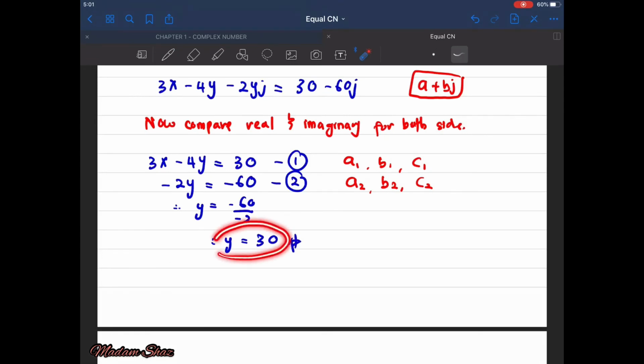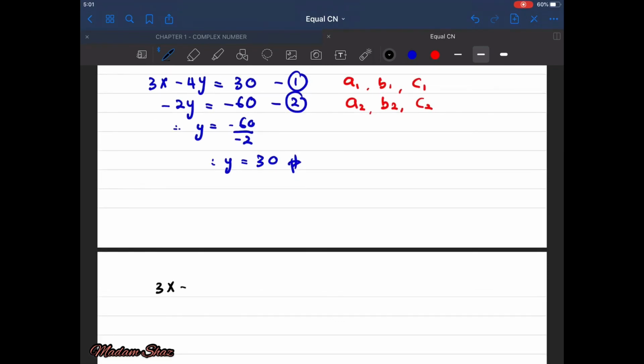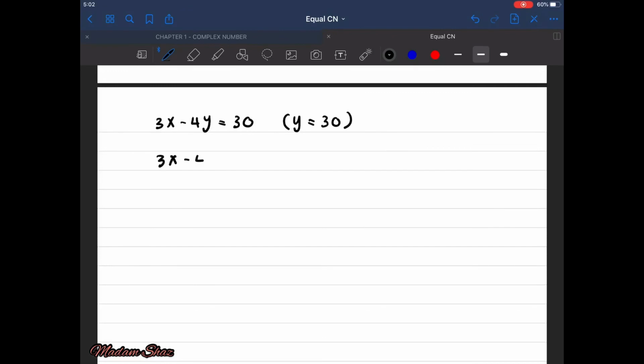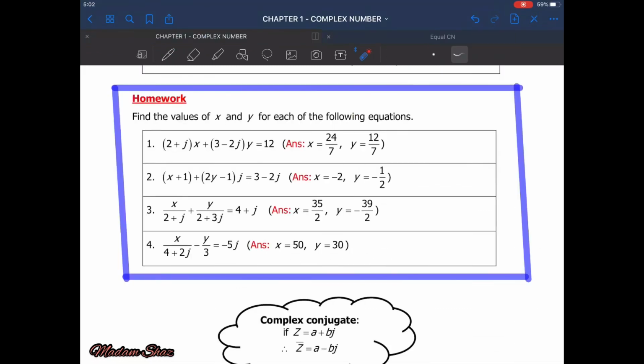When we have the value of y, you can substitute it into the first equation. Our first equation is 3x minus 4y is equal to 30, and our y is equal to 30. So 3x minus 4 multiplied by 30 is equal to 30. x is equal to 150 divided by 3, so x is equal to 50. So the conclusion is x is equal to 50, y is equal to 30. This is the answer for question number 4. Okay guys, thank you for watching.